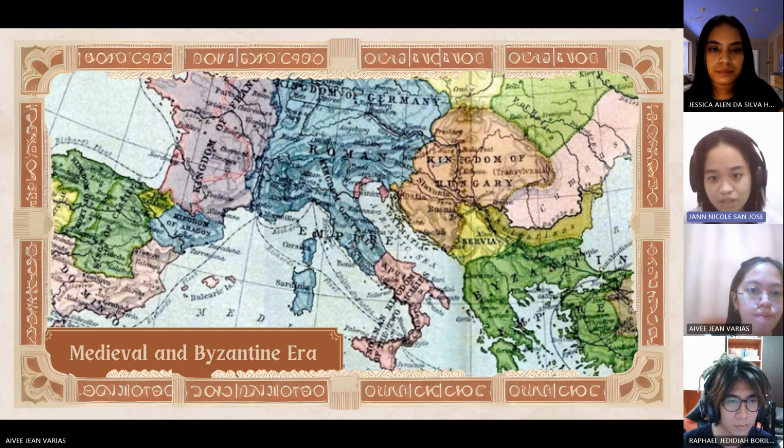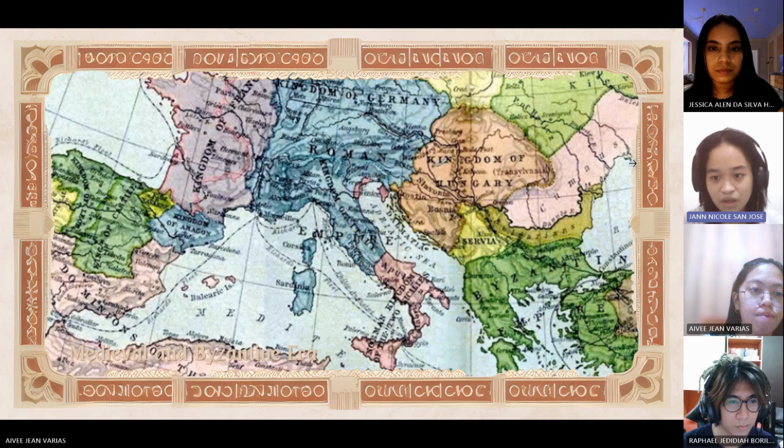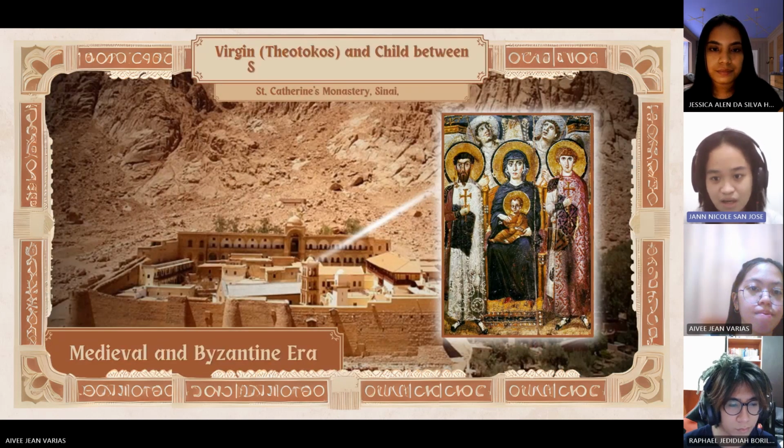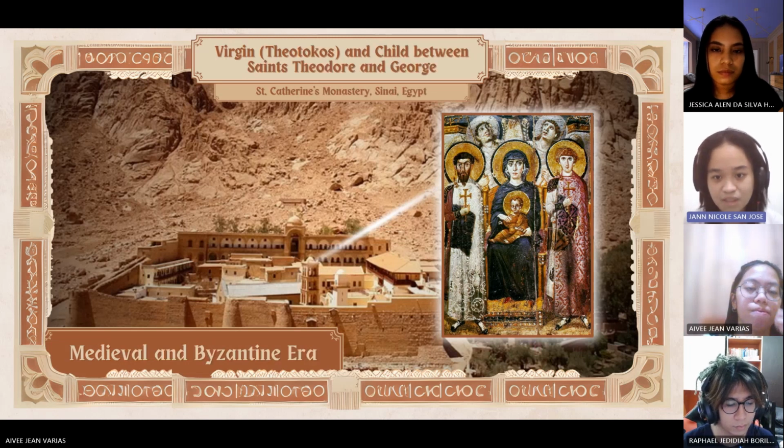This remarkable piece, The Virgin Theotokos and Child between Saints Theodore and George, crafted in the 6th or early 7th century, was made with encaustic on wood. This piece was sited in St. Catherine Monastery, Sinai, Egypt. It beautifully encapsulates the spiritual shift occurring in Byzantine art during this period.